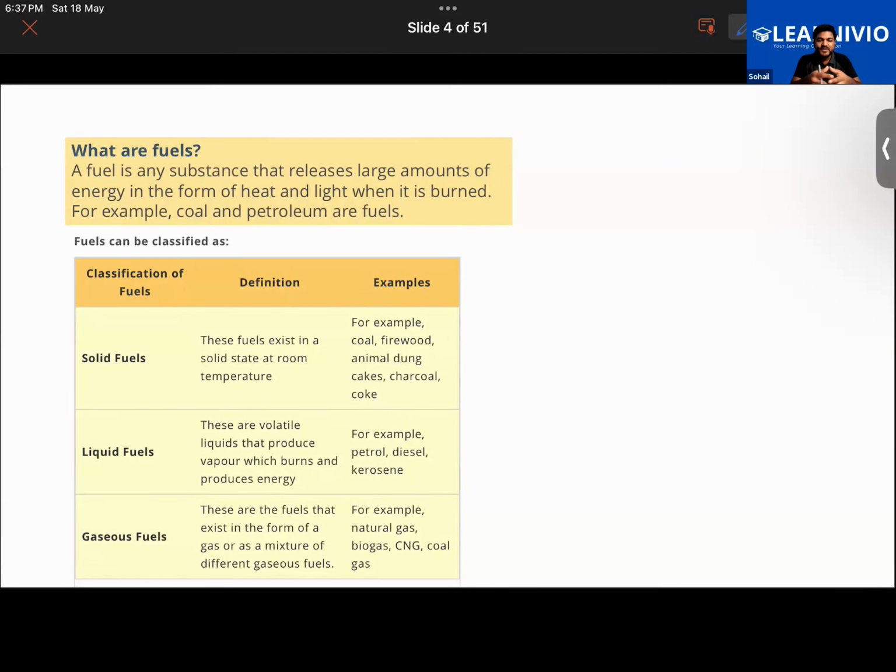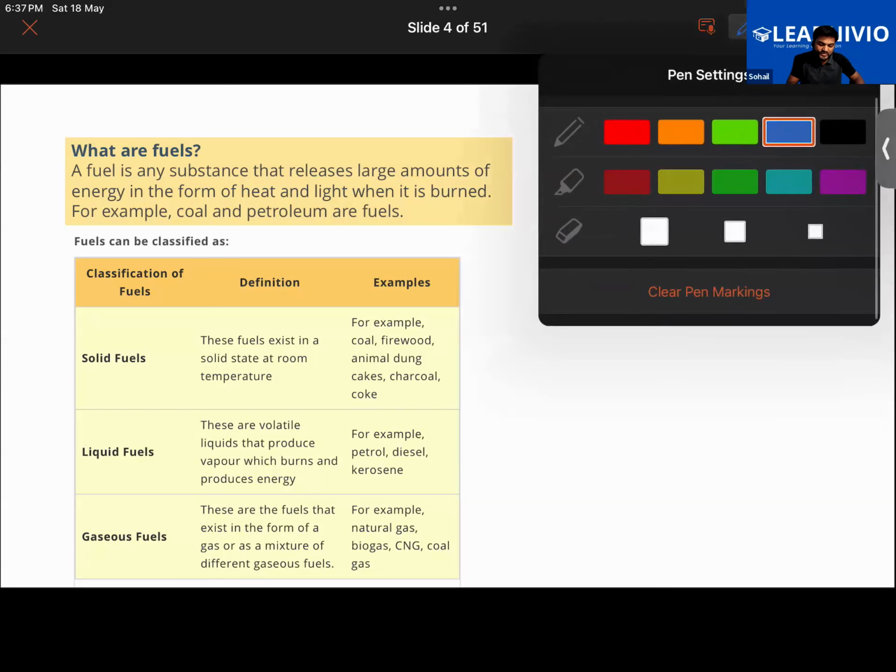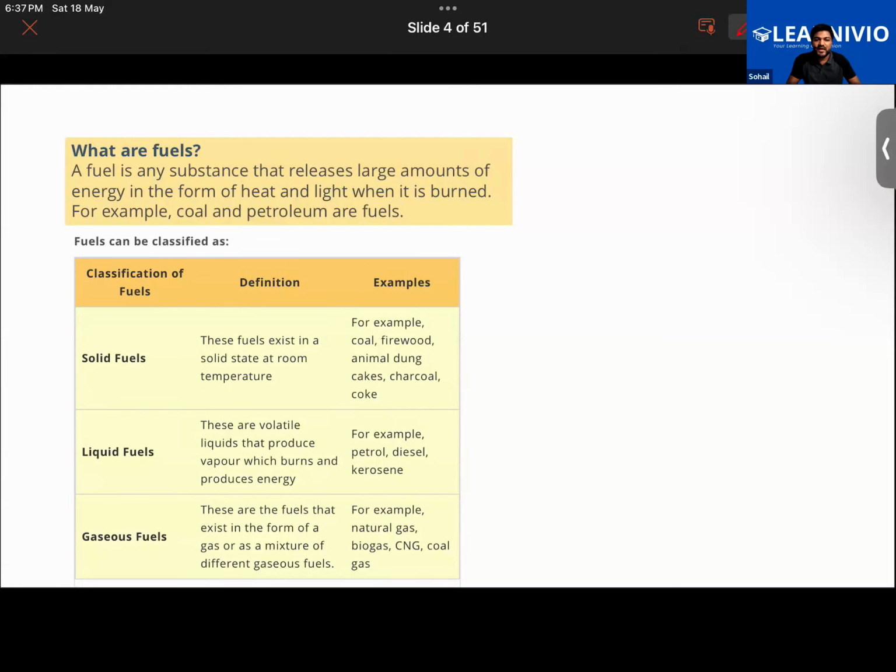Further, fuels can be classified according to their state also. Fuels exist in all three forms. Fuels can be found in the solid state, in the liquid state, and in the gaseous state also. For example, we have fuels like coal, firewood, animal dung cakes, charcoal, coke, etc. These are the fuels found in the solid state, so they exist as solids at room temperature.